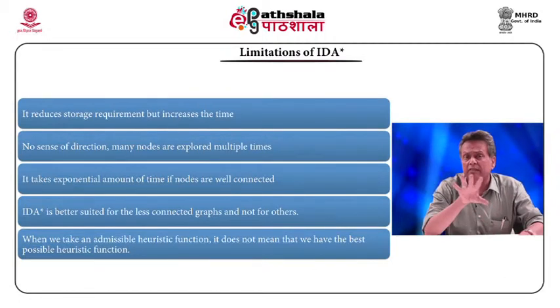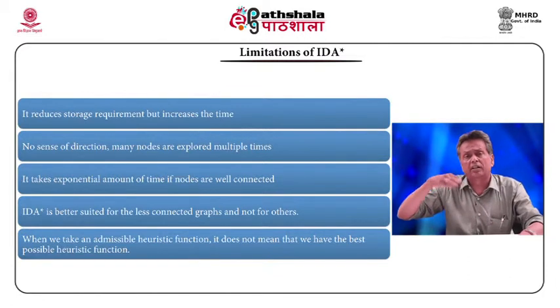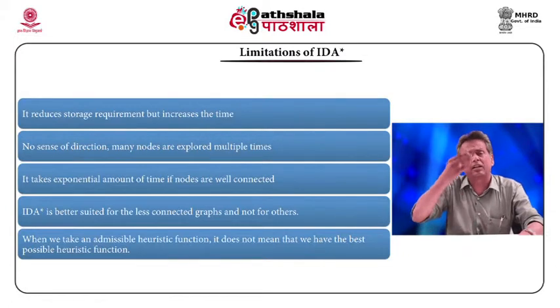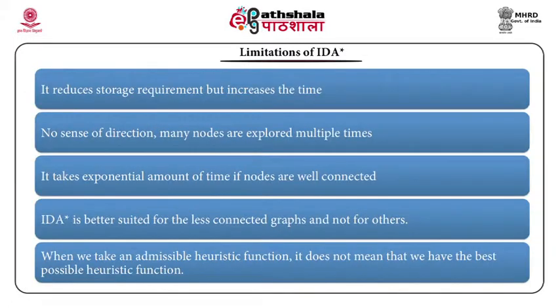But nodes are very well connected. It takes a lot of time because it has to look for all paths again and again, since it won't remember explored nodes. So that will take a lot of time, and it is better for less connected graphs. If it is well connected, it will take a lot of time, and that is not very good. Unlike the earlier case, the admissible function does not mean that it's the best function.